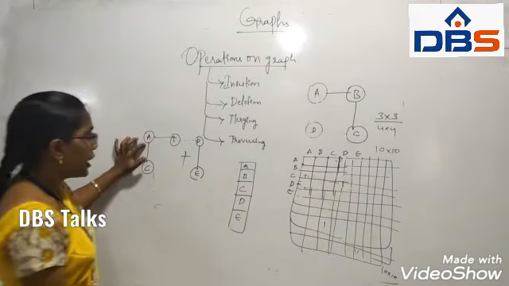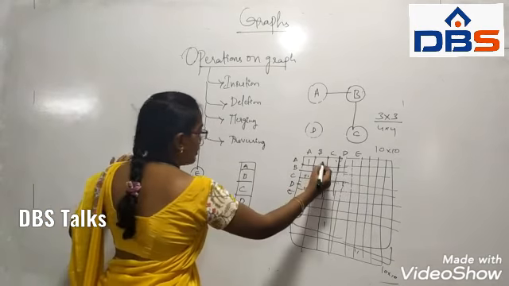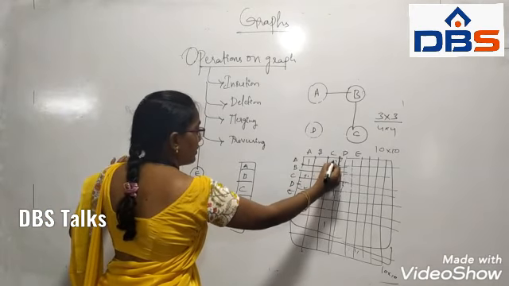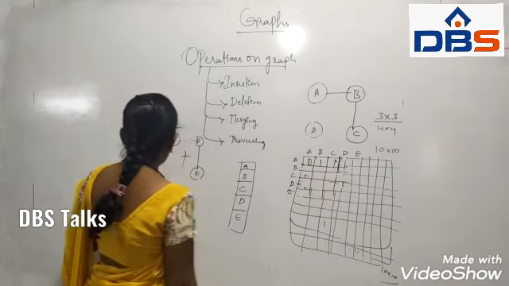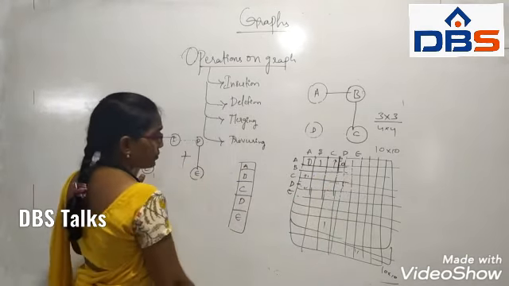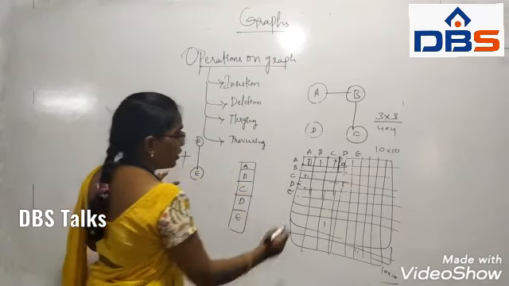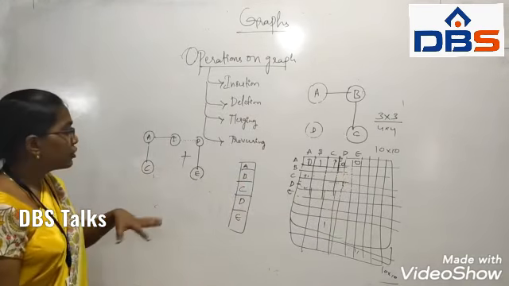Okay. A to A we don't have. A to B we have. A to C we have a link. A to D we don't have. A to E we don't have. Just like this we are going to merge the two graphs.